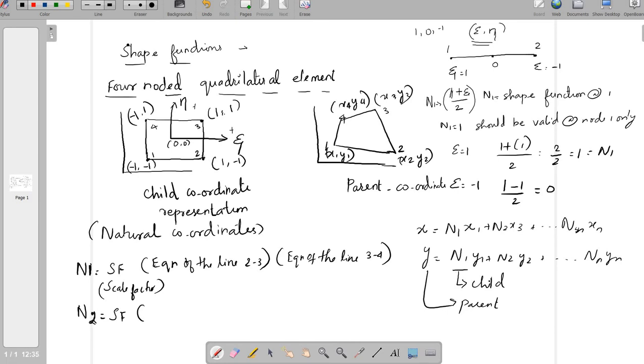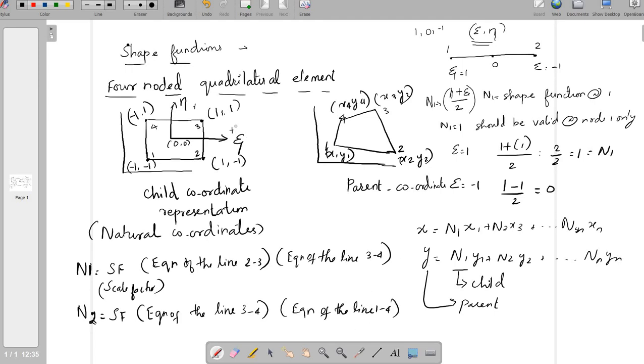Now I am writing for N2. For node 2, the opposite edges are 3, 4 and 1, 4. So the scale factor multiplies the equation of the line 3 to 4, multiplying with the equation of the line 1 to 4. So this is the general equation.